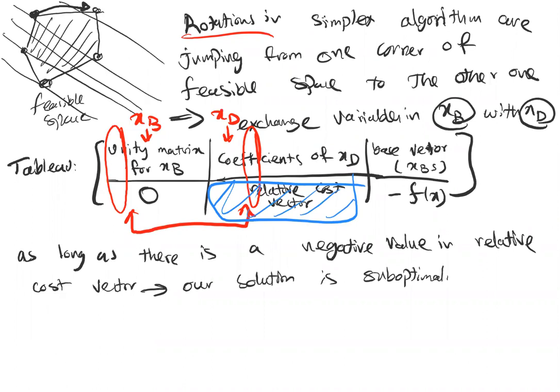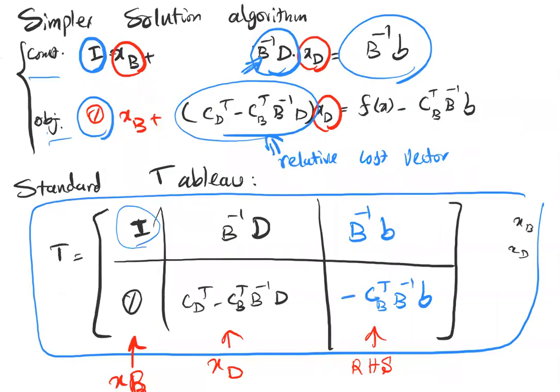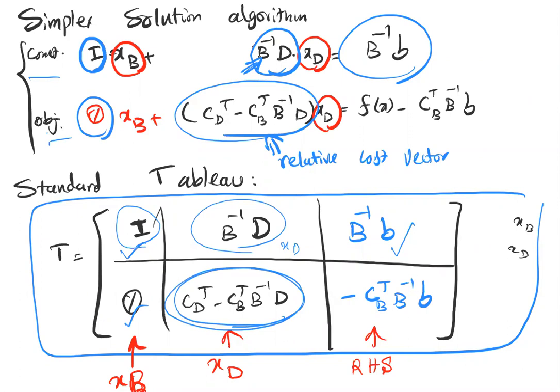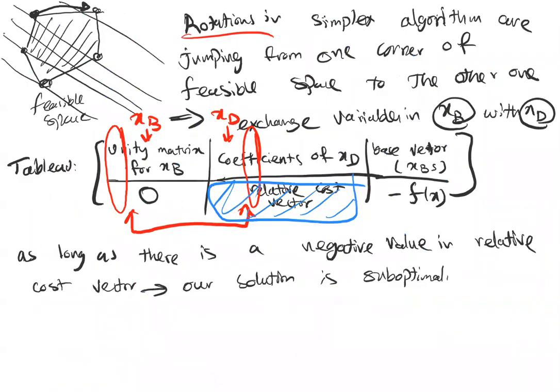So just a reminder, this is how our tableau looks like. We have identity matrix here. We have B minus 1 D, or the coefficients for xd. We have the right-hand side, or the base values. We have 0 here. We have relative cost vector. This is called relative cost vector. And we have negative value of our objective function. So now we are going to have 2 steps to conduct this. Let's see what are those 2 steps.